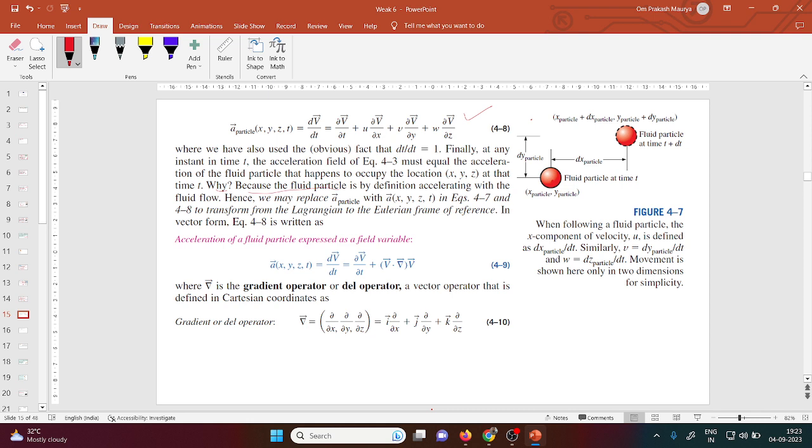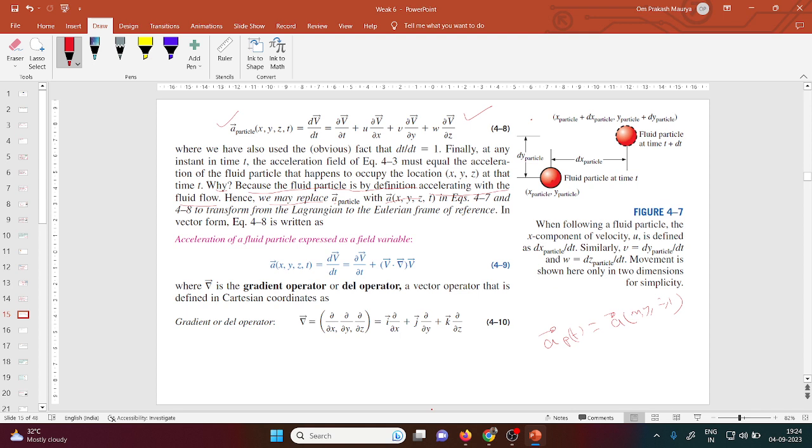Why? Because the fluid particle is by definition accelerating with the fluid flow. Hence we may replace the acceleration of the particle with this for a particular time. For a particular time, the particle is replaced by the vector x, y, z and t. And to transfer from the Lagrangian to the Eulerian frame of reference, this is the simple step. So the acceleration of the fluid particle is expressed as a field variable.